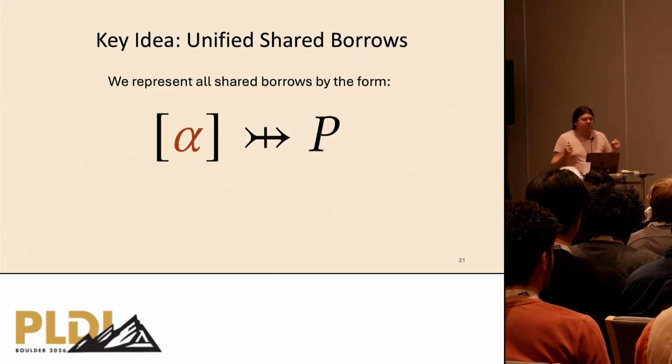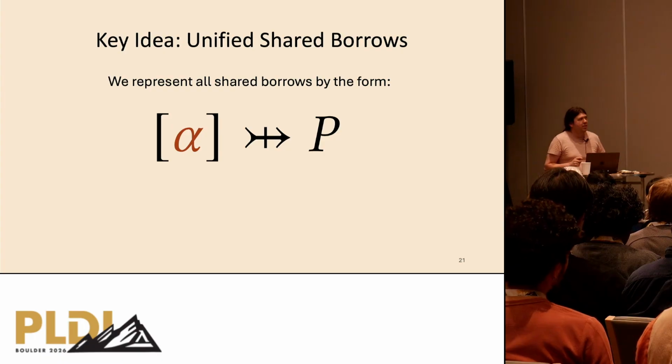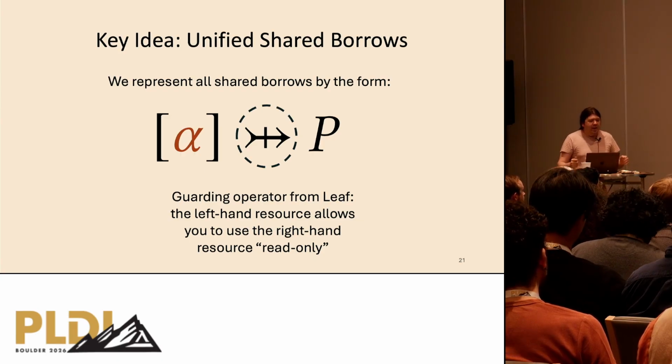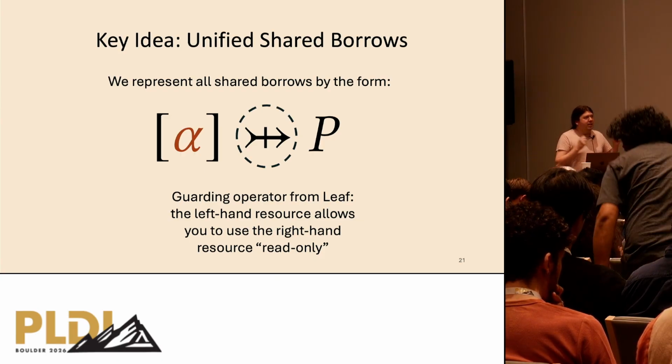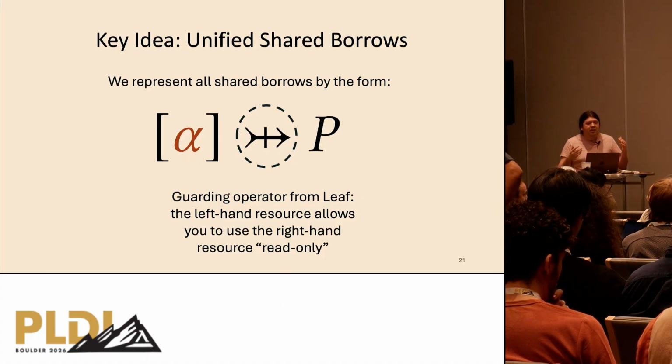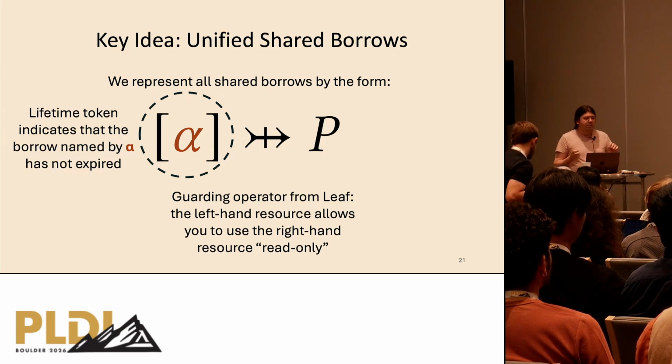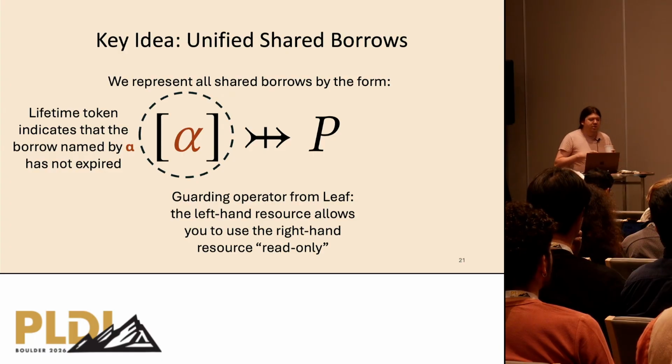Specifically, we represent all borrows by this particular expression here, where the funny arrow in the center is the leaf guarding operator. And it very loosely means that the left-hand side resource can be used as a kind of proxy for using the resource on the right-hand side in a read-only fashion. In this case, the left-hand side resource is what we call a lifetime token, which is part of the lifetime logic, and it indicates that the borrow named by alpha has not expired. And the proposition on the right-hand side, P, is just an arbitrary proposition. So this allows us to use P as long as the borrow alpha is alive in a read-only fashion.